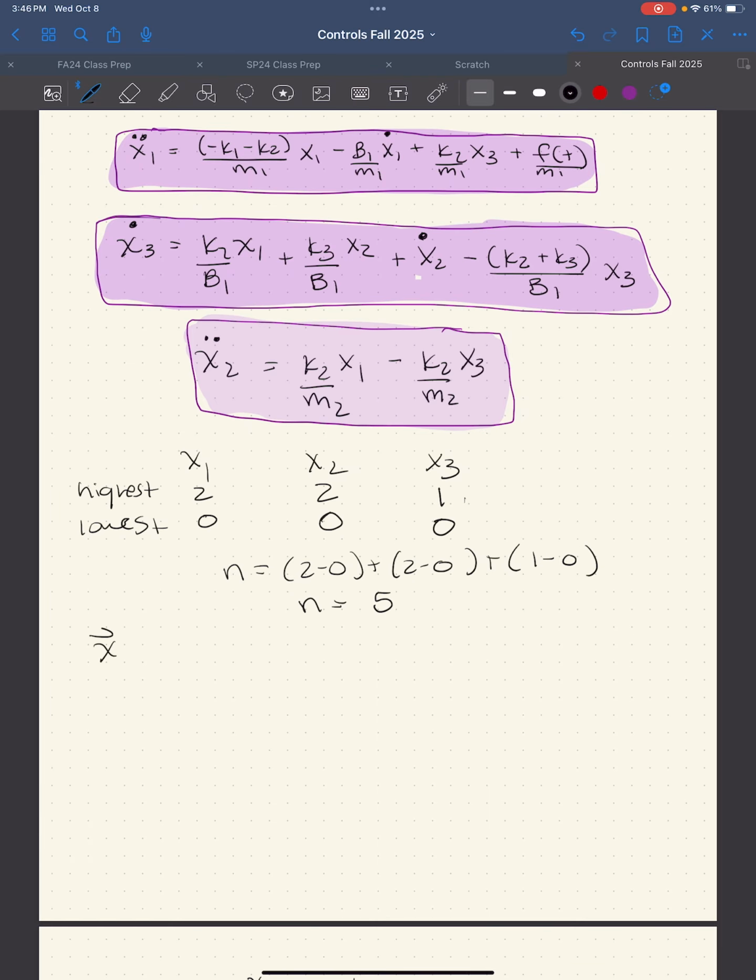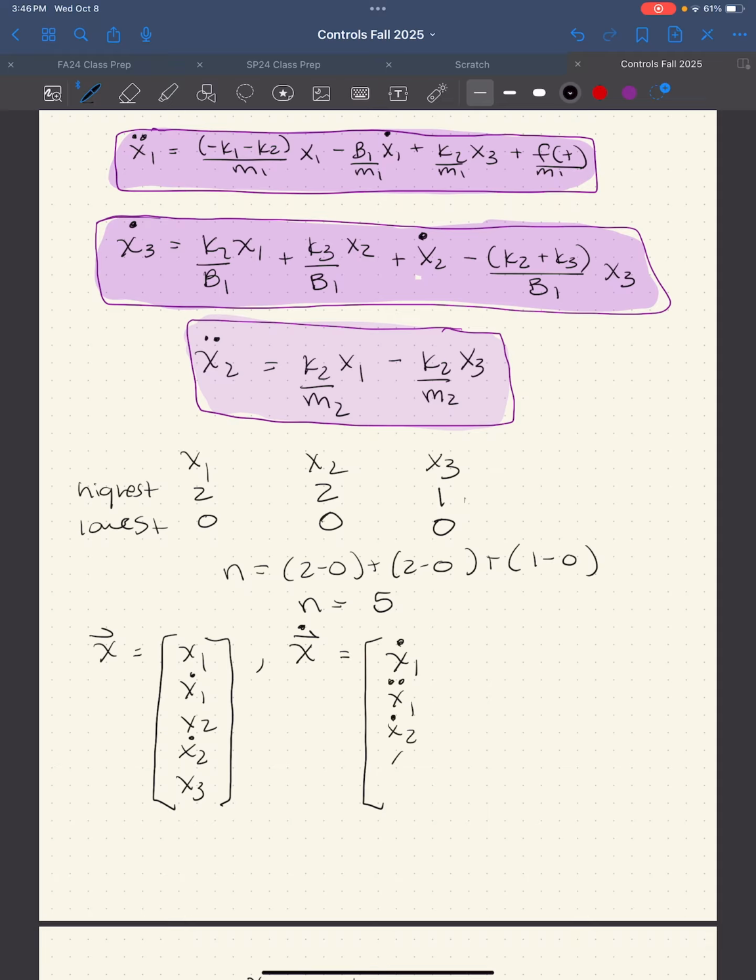Let's figure out what goes in x. Start with x1. I go x1, x1 dot, x2, x2 dot, x3. I do not include x3 dot because that would be the highest order. Next, I have x dot equals x1 dot, x1 double dot, x2 dot, x2 double dot, x3 dot.